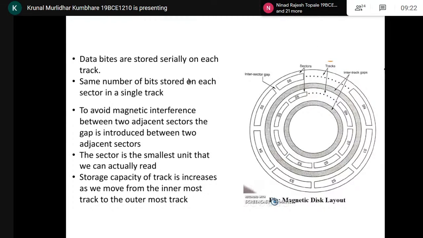Then data bytes are stored serially on each track. The same number of bytes is stored on each sector in a single track. To avoid magnetic interference between the tracks and between two adjacent sectors, a gap is introduced between them. The sector is the smallest unit that we can actually read in the hard drive. And the storage capacity of tracks increases as we move from the innermost track to the outermost track.